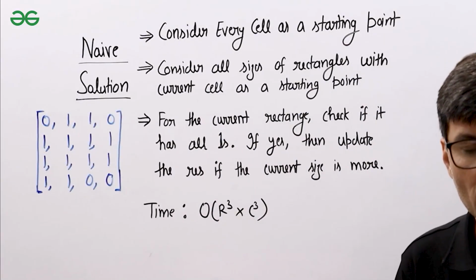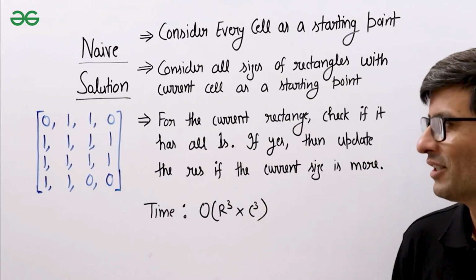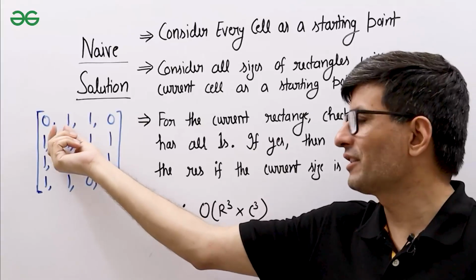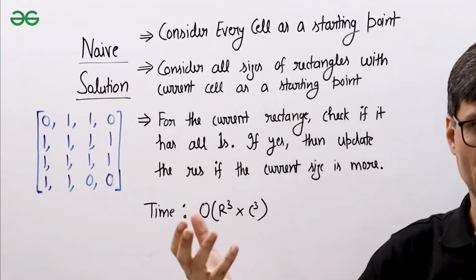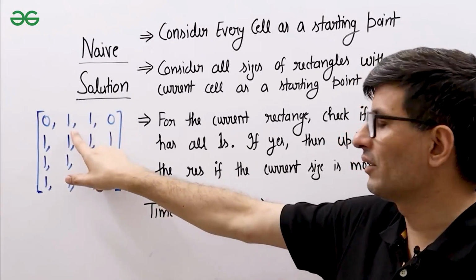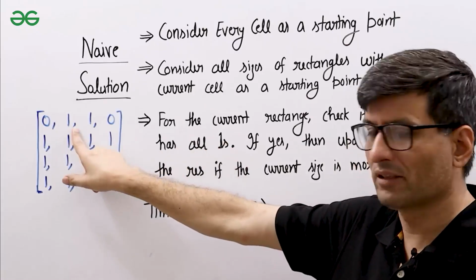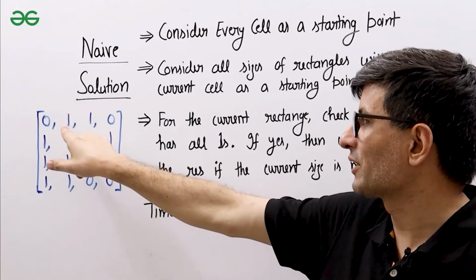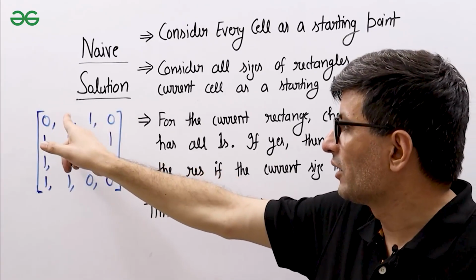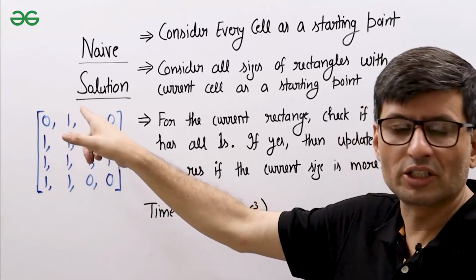Let us first talk about a naive solution to solve the problem, and you can in fact call it a super naive solution, because in this solution we consider every cell as a starting point of a rectangle. If it is 0, you simply ignore it. If it is 1, then you consider all sized rectangles where this is the leftmost cell. You consider a rectangle of size 1 cross 1, then 1 cross 2, then 1 cross 3, then 2 cross 1, 2 cross 2, 2 cross 3, then 3 cross 1, 3 cross 2, 3 cross 3.